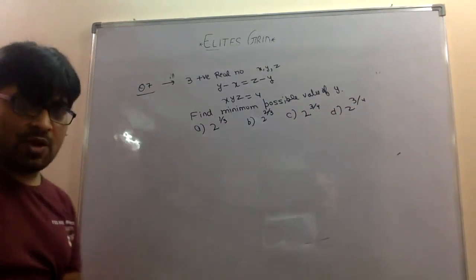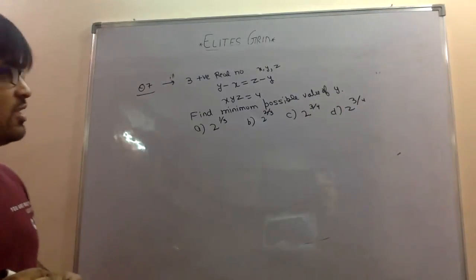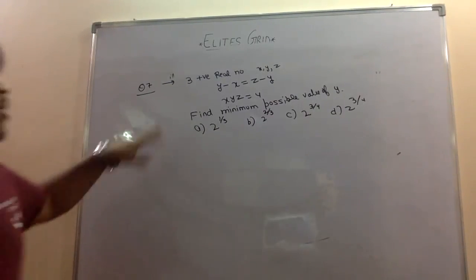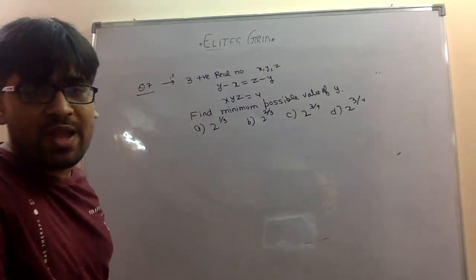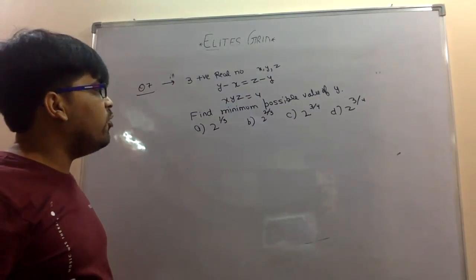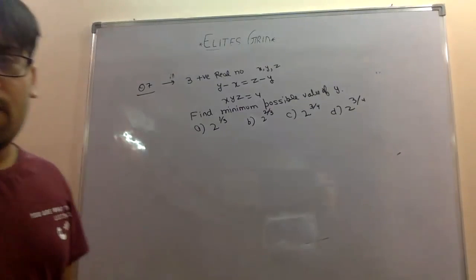ये काफी बार किया होगा तुम लोगों ने, क्वेश्चन स्टिल पता होना चाहिए, ट्राई करो. 3 positive real numbers x, y, z such that y minus x is equal to z minus y and xyz is equal to 4. Find minimum possible value of y.